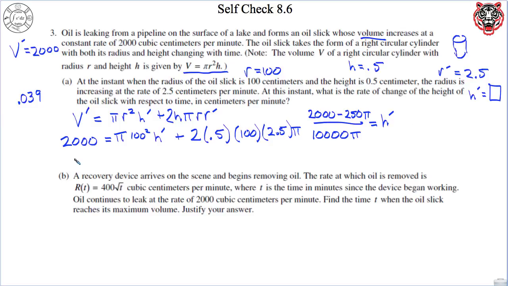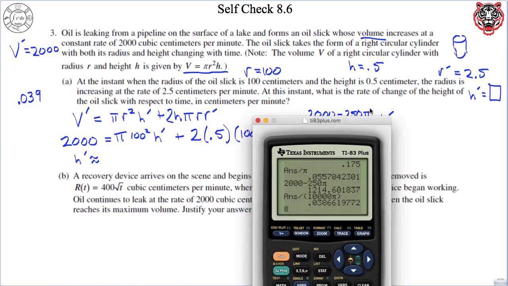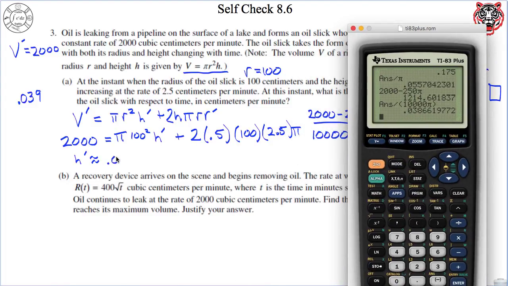So therefore, our h prime is approximately equal to, on our calculator, we got 0.039. And I think you said centimeters per minute.